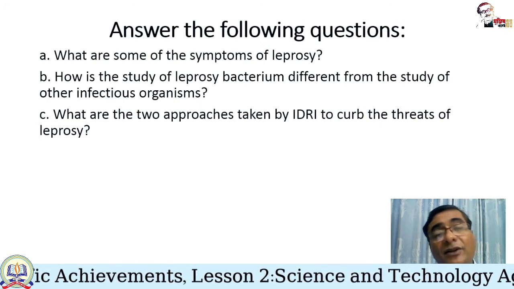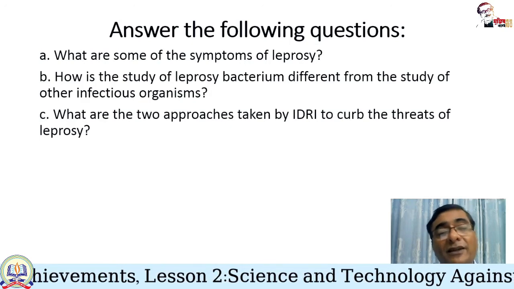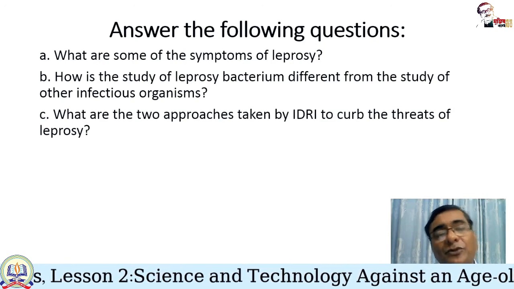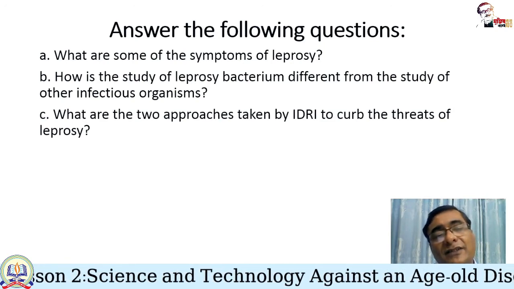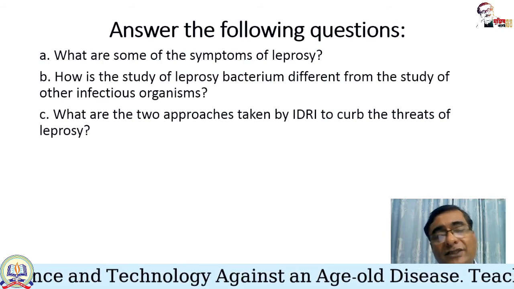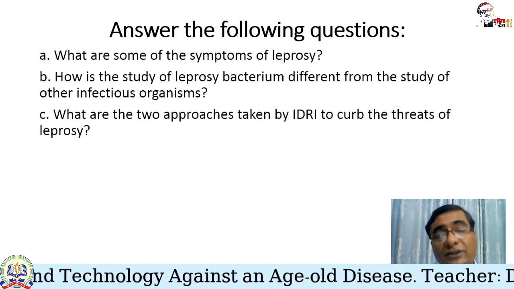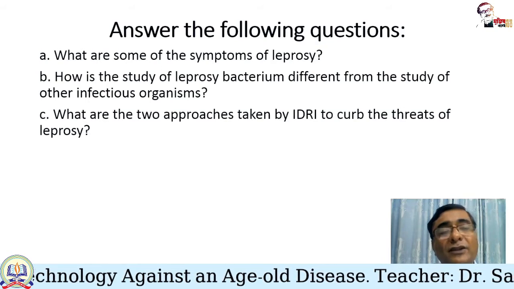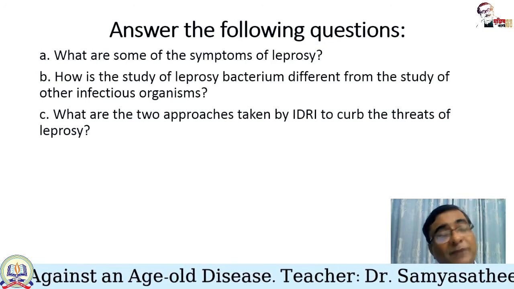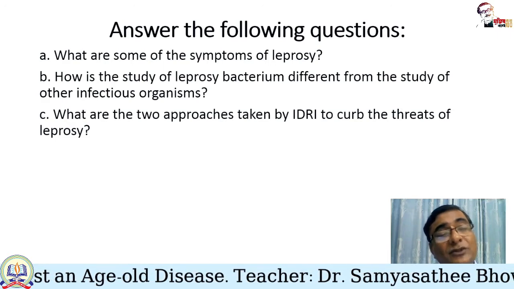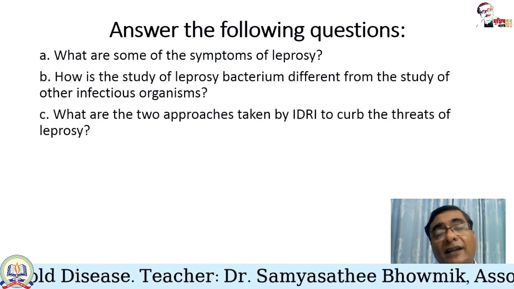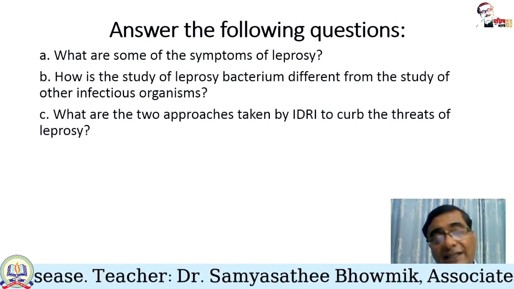How is the study of leprosy bacterium different from the study of other infectious organisms? You understand how leprosy is different from other kinds of diseases, because there is a kind of stigma. Once a person starts suffering from leprosy, he or she is considered to be a person who has committed sin. What are the two approaches taken by IDRI to curb the threats of leprosy? I have already explained. There are two ways: diagnosis, then giving vaccine, and using antibiotics.